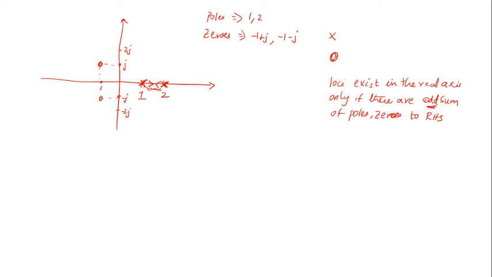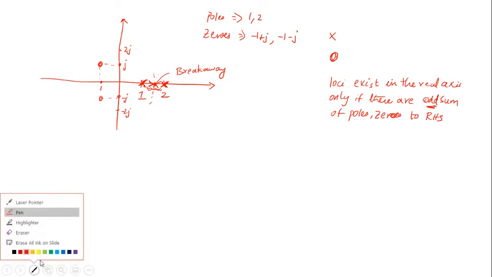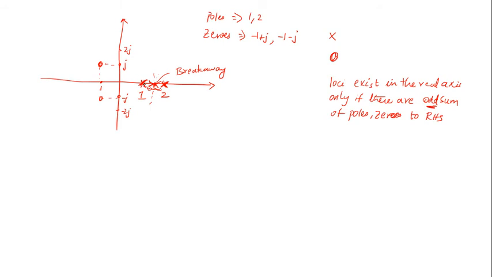And they're going to start and intersect here, and they're going to break. So this is a breakaway point. It will be present somewhere in between there. I'm not finding the breakaway point and all, but I'm just trying to sketch how it is going to look like. From the sketch itself, I can say, okay, it's going to break.